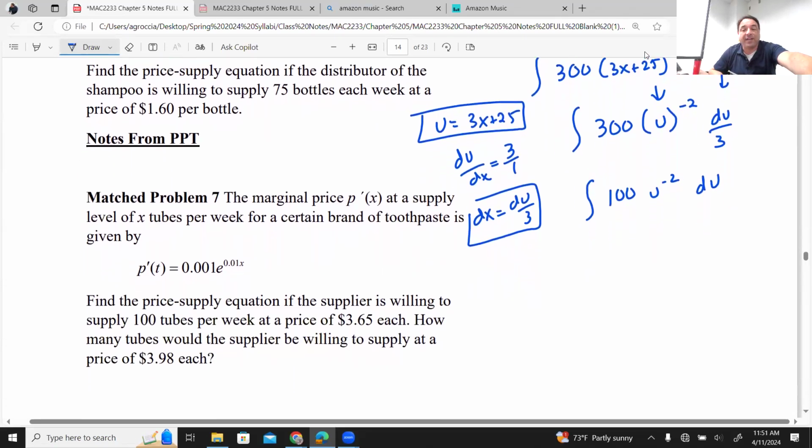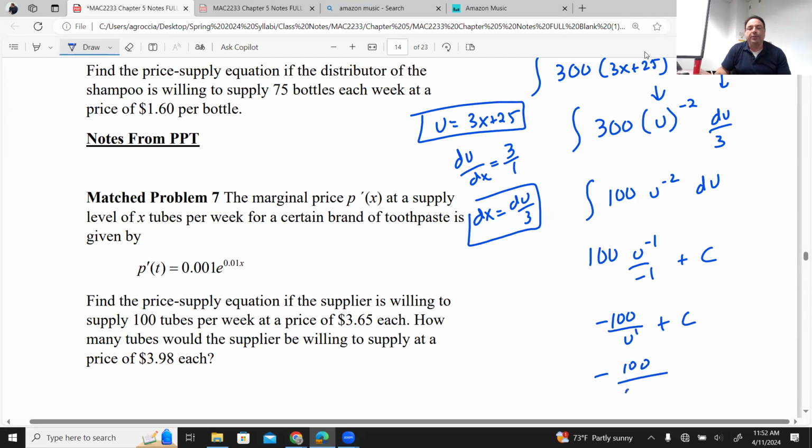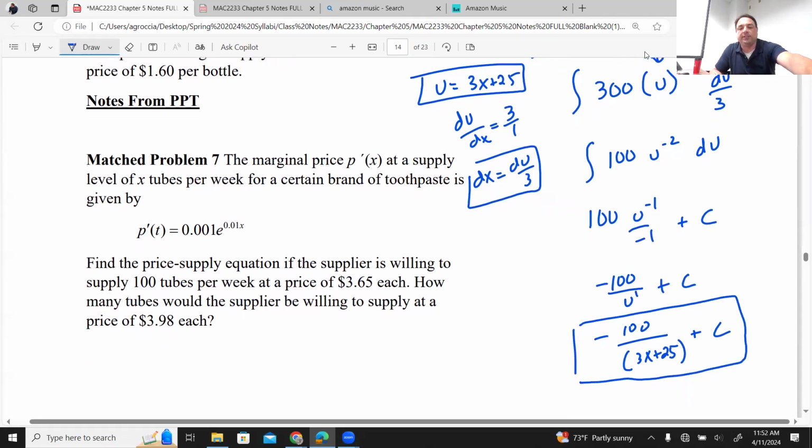And then I have not taken the integral. So when I take the integral, the 100 stays. Add 1, you get negative 1 divided by negative 1. Don't forget your plus c. Now, watch how I clean this up. 100 divided by negative 1 is a negative 100. That u to the negative 1, I'm going to move to the bottom. And then I don't want this in terms of u. I'm going to put, instead of u, 3x plus 25 plus c. So that becomes my so far, not done yet, but so far answer.